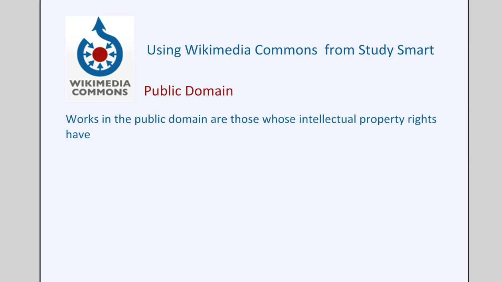All the many images in Wikimedia Commons are in the public domain. That means that we have the right to use them. We don't have to give attribution or source, and we're not breaking the law by reproducing them in Study Smart.